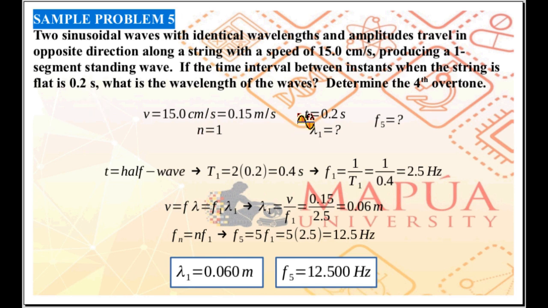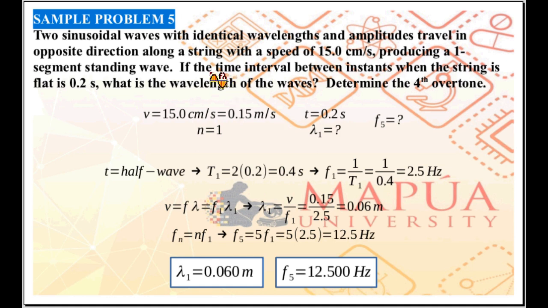Let that be time t. T is equal to 0.2 seconds. We are being asked to get the wavelength of the waves. Since the two waves are identical, there's only one wavelength. This is also basically the wavelength of the standing wave. Standing wave with one segment. So lambda 1 we are looking for. Determine the fourth overtone. Fourth overtone is F5 for standing wave in a string.